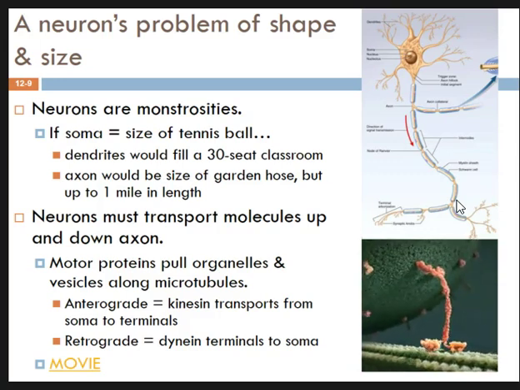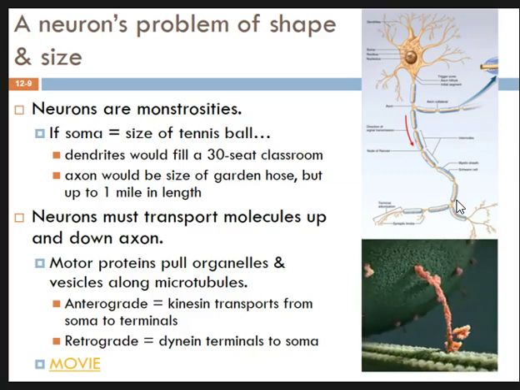I'm not drawing the dendrites. Here's my axon. That's my axon terminal. I always draw it that way. I don't know why. But they've got microtubules that are running the full length of these axons. Sometimes they might break, and so you'll have multiple little microtubules running different lengths.